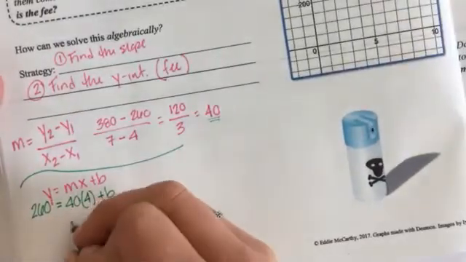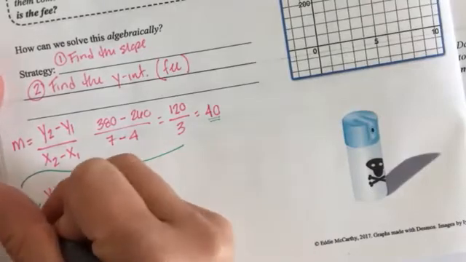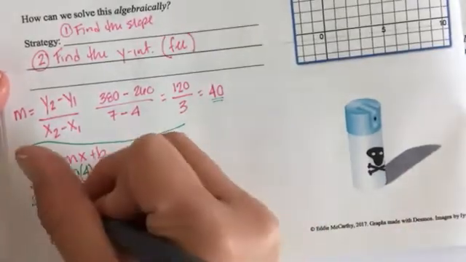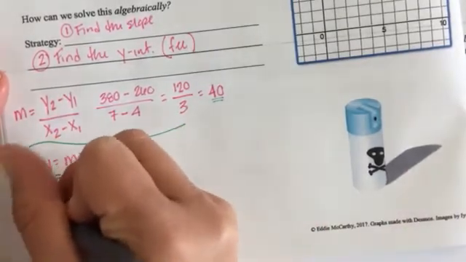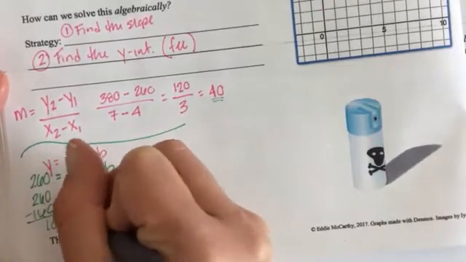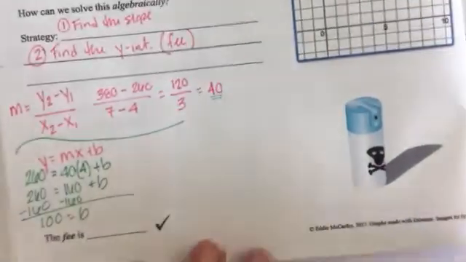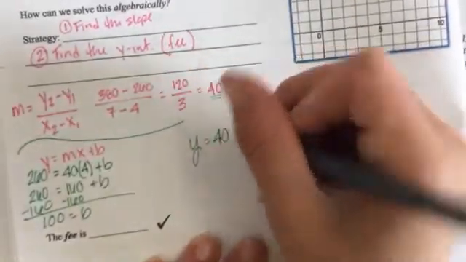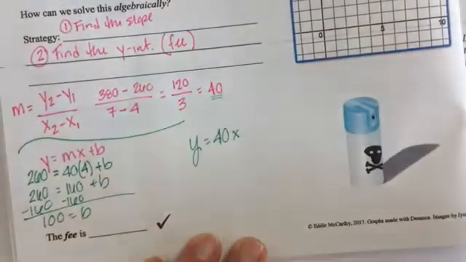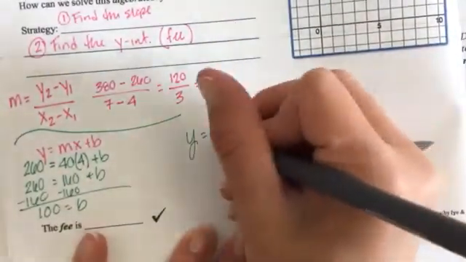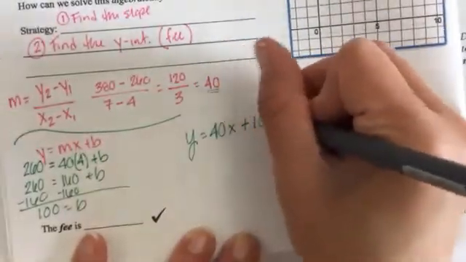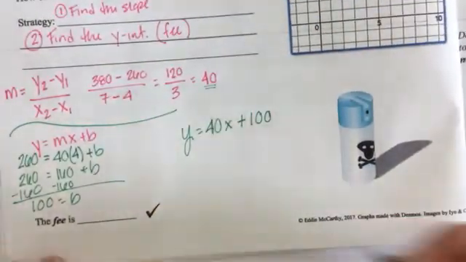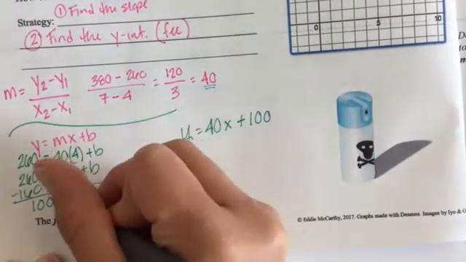40 times 4 is 160. And then I would subtract 160. And 100 equals b. So if I had my equation here, I'd have y equals 40x, that's the cost per visit. So 40 times the number of visits plus the $100, maybe he charges a disposal fee or something, chemical fee. So the fee is $100.